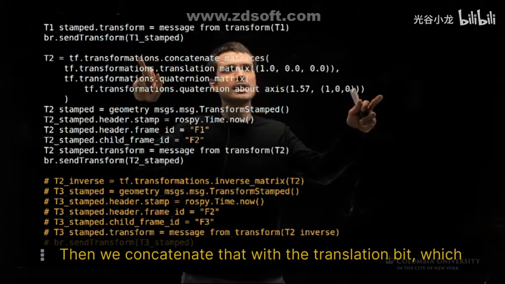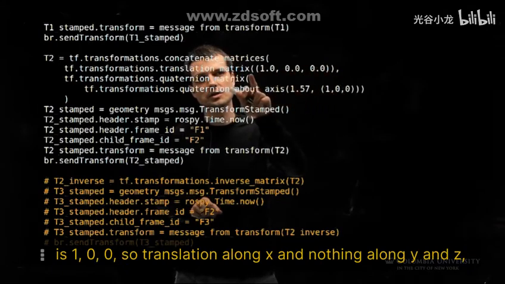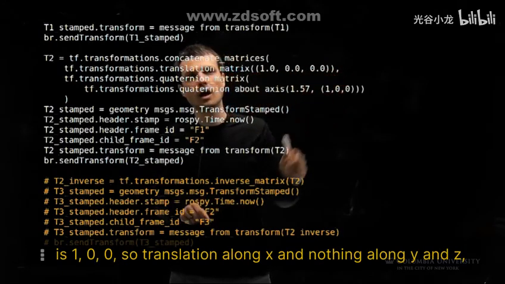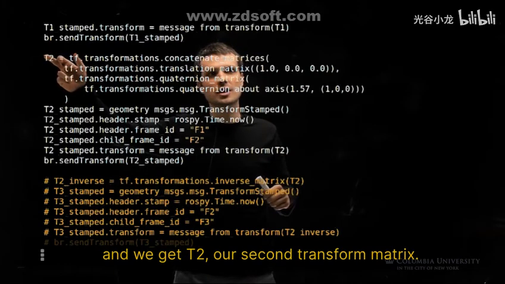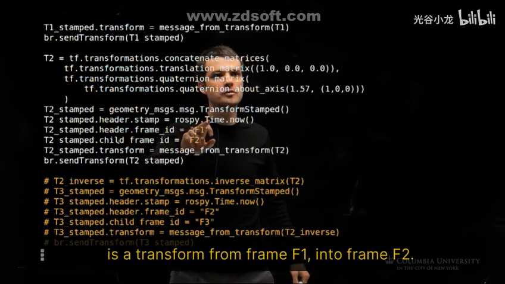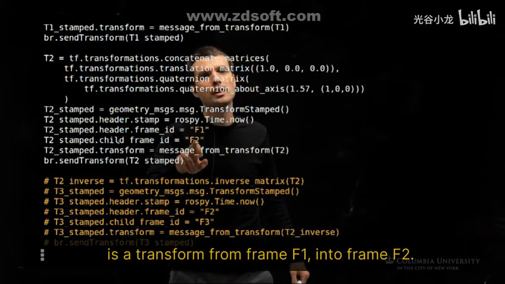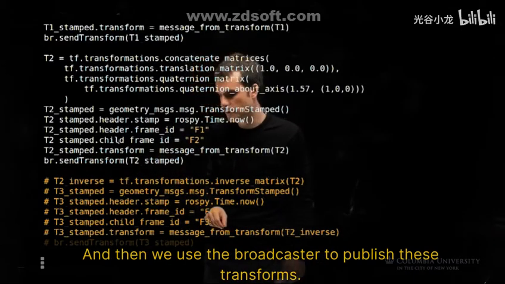Then we concatenate that with the translation bit, which is 1, 0, 0, so translation along x and nothing along y and z, sorry. And we get T2, our second transform matrix. And then we tell the world, hey, this is a transform from frame F1 into frame F2. And then we use the broadcaster to publish these transforms.